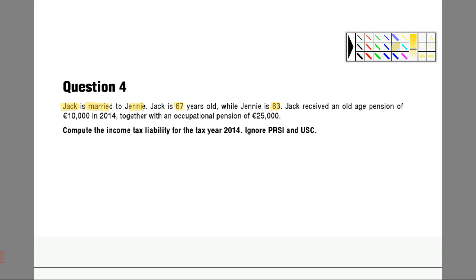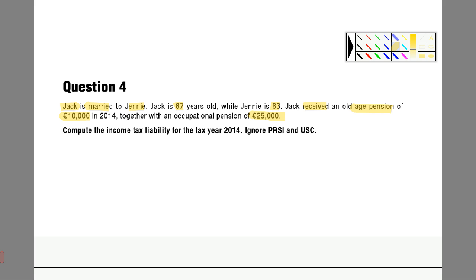Now, in terms of his income, they simply say that he received an old age pension of 10,000 together with an occupational pension of 25. Now, when you think about these types of income, don't be worried. These are just income or gross income for an individual. Just because it comes from a pension doesn't mean anything. They're still going to be taxable up to a point, and this is where the error within this question comes in.